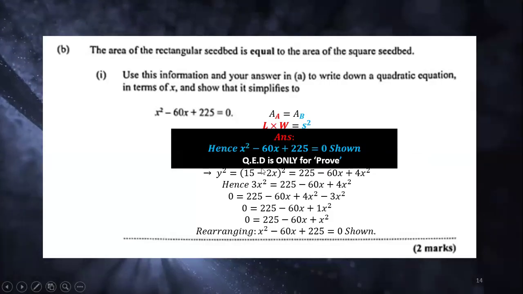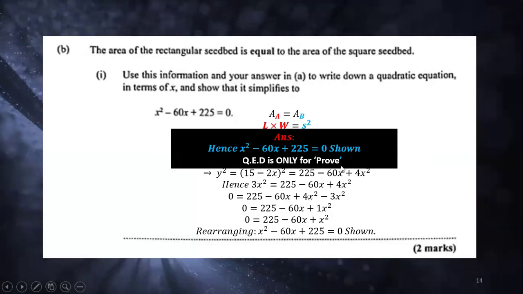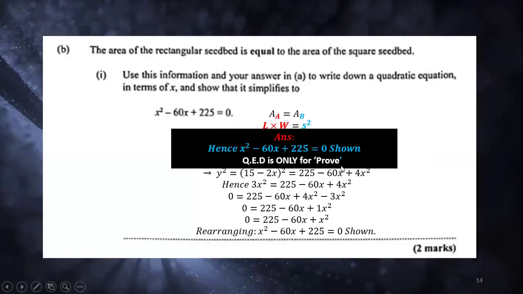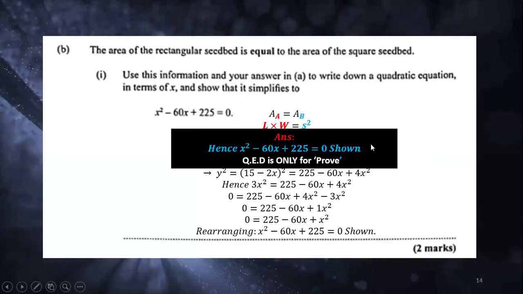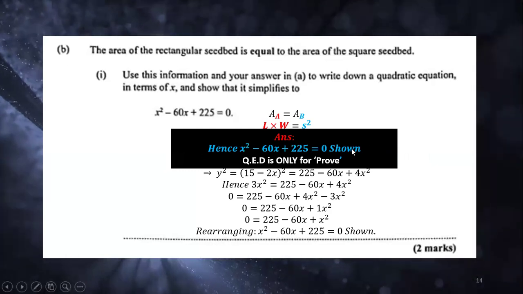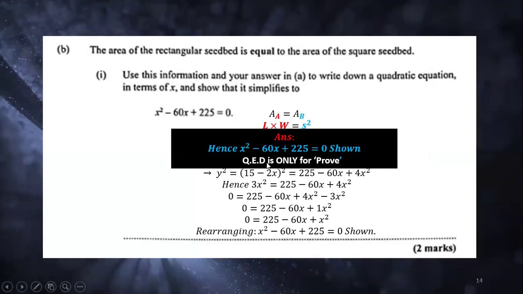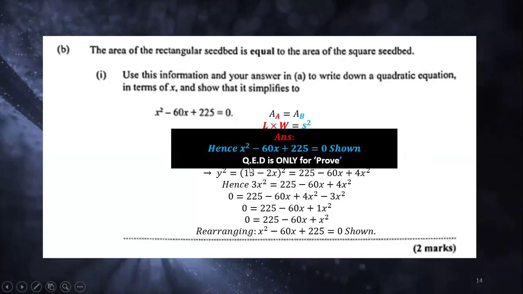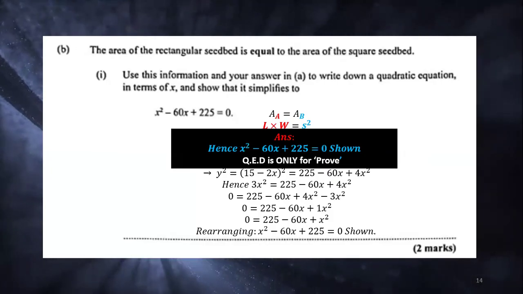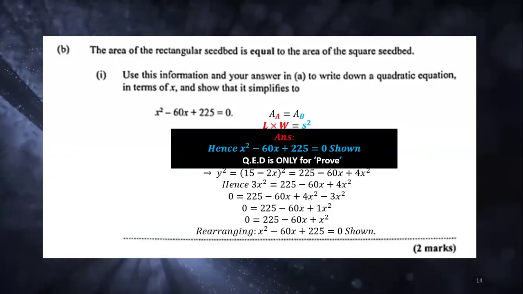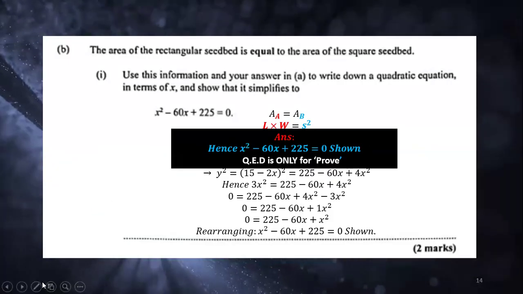QED is only used when CSEC says prove, as with trigonometric identities. But in this case, they said show. So at the end, simply put show, right? Some people may put this, but it's not necessarily correct. If you do put that, you're not going to lose marks. So don't sweat the small stuff. All right? Awesome. Let's press on.